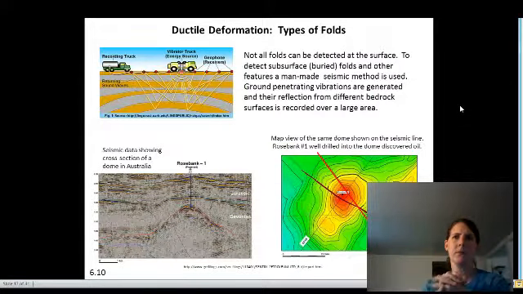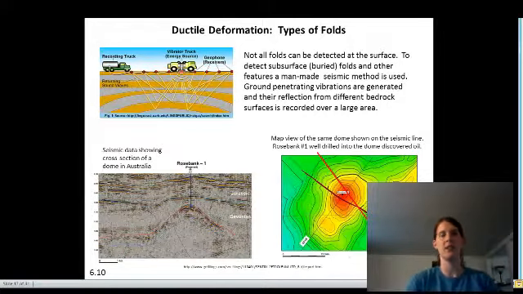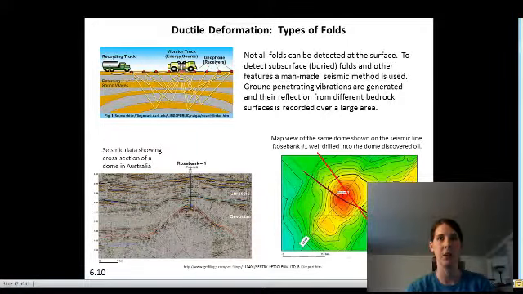Additionally, not all folds are seen at the surface. There is plenty of deformation and folding that has actually occurred beneath the surface that we're not able to see. And to actually experience this, man-made seismic methods are used. Ground-penetrating vibrations are generated, and the way their waves bounce off the rocks gives us a graphical image of the subsurface, allowing us to see any folding in the interior.